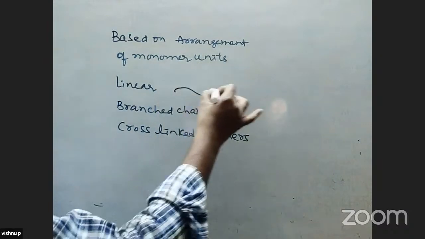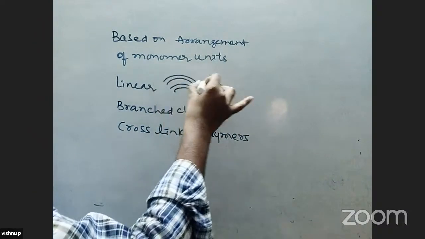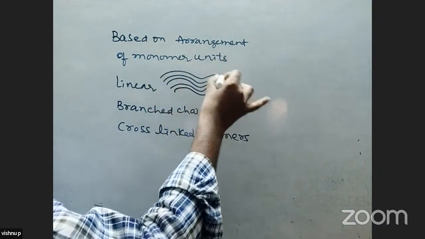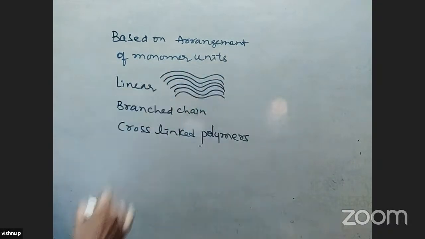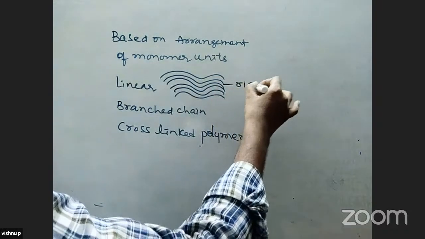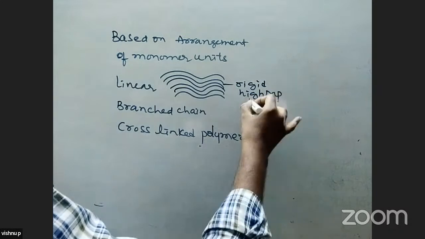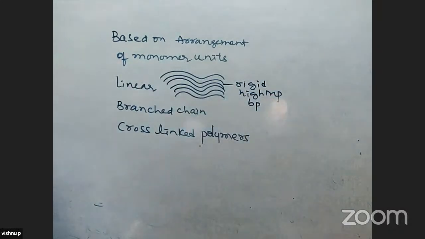In linear polymers, monomers are arranged like this. One monomer is arranged on another monomer. This is a close arrangement. Because of this close arrangement, what is the nature of these polymers? Rigid, with high melting points and boiling points.